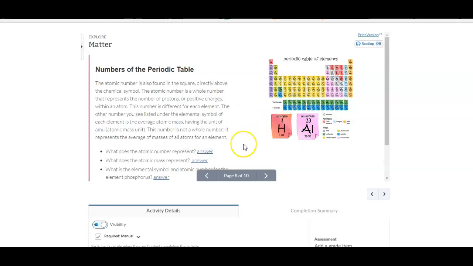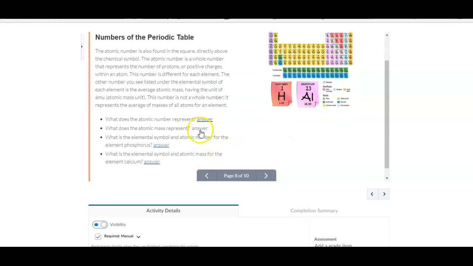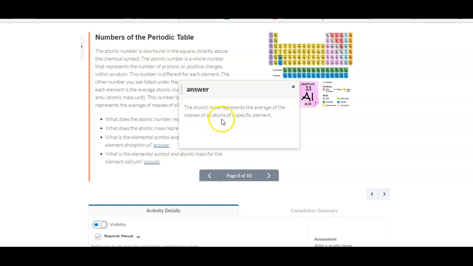So I always tell my students, if they can write this in their notes, A equals P equals E, that means that the atomic number is equal to the number of protons, which is also equal to the number of electrons. The atomic mass, okay, it's also called the mass number. It represents the average of the masses.